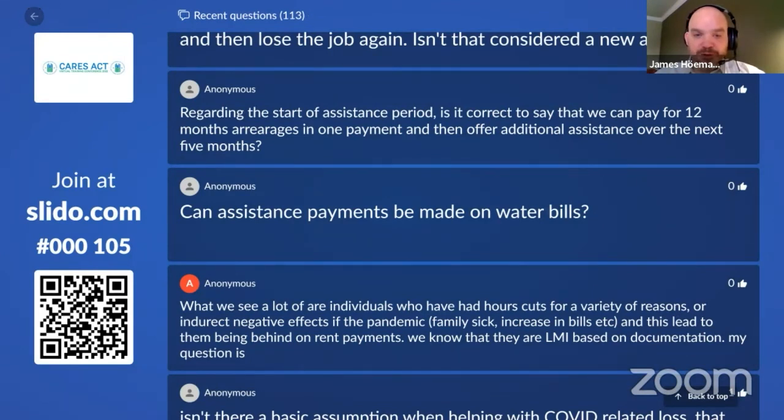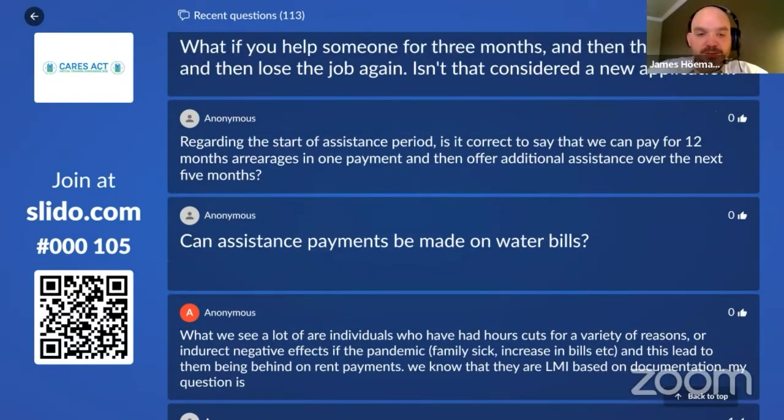What we see are a lot of individuals who've had hours cut for a variety of reasons, or indirect negative effects. It's a pandemic, family sick, increased bills, etc., and this leads to them being behind on rent payments. We know that they are LMI based on documentation.